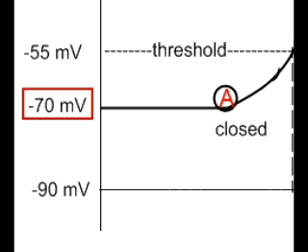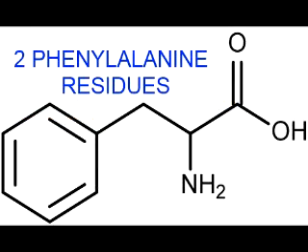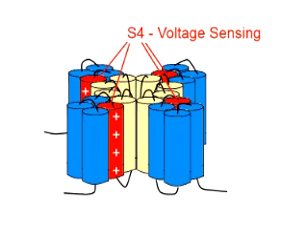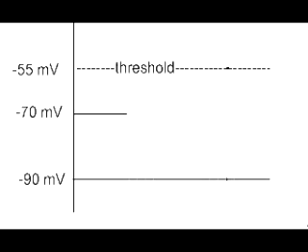In the closed state, at rest, a membrane potential of negative 70 millivolts exists, and 2 phenylalanine amino acid residues of segment 6 are found in the pore, which closes it to ion flow. This is due to the voltage sensing segment S4, which is sensitive to the membrane potential. At the resting membrane potential, segment 4 is shifted closer to the inside, helping the channel to close by moving segment 6. However, once the stimulus reaches the cell and depolarizes the membrane from negative 70 millivolts to negative 55 millivolts, the voltage-activated sodium channel opens.